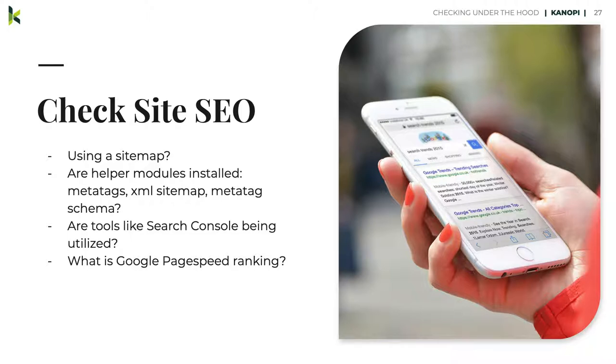And then because Google's starting to take an approach where mobile first is becoming a big thing, we also do a review on Google PageSpeed to see what their ranking is. Google is now starting to take the mobile side of page speed into effect when it starts ranking you, and therefore sites that have a lower number can start being impacted negatively.